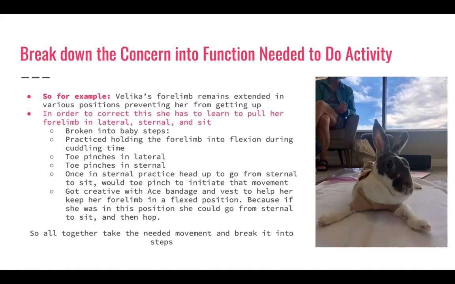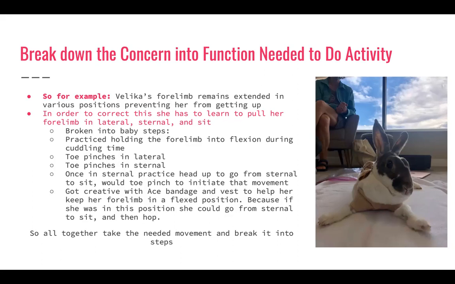So another one of their concerns in later sessions was that Velika's forelimb remained extended in various positions, preventing her from getting up. Because her front limb would extend straight out, she didn't have the ability to pull it under her, which meant she didn't have the ability to go from sternal to a sit, which would lead into a hop. So in order for her to hop around, she had to get that limb pulled in and tucked under her. So I took the movement and broke it down.